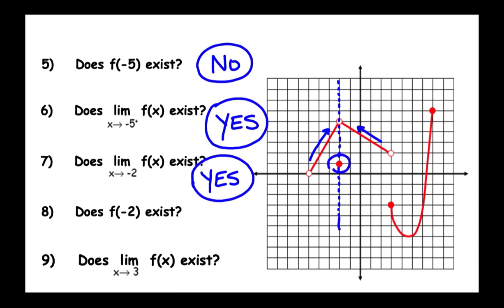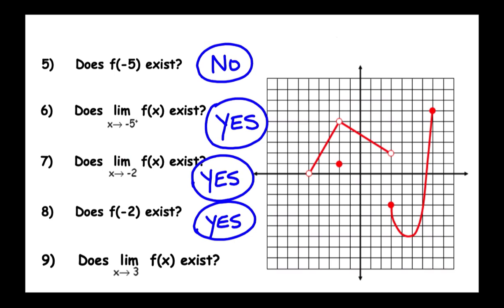People are like, what about this dot? I'm like, what about it? It's just there to mess with your confidence. It has nothing to do with number 7. It does have everything to do with number 8, though. Does f of negative 2 exist? Yes, it's positive 1 because of that red dot. If that red dot had not been there, the answer would be no.